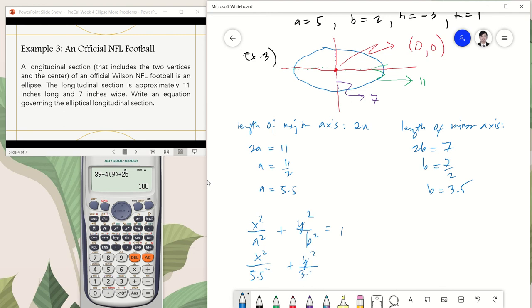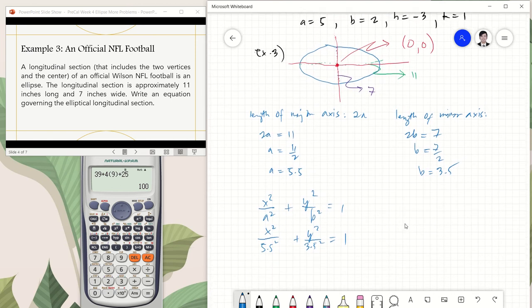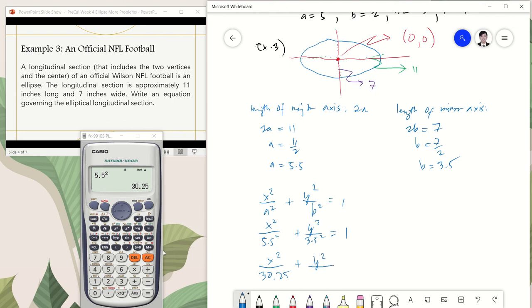B is 3.5. So, 5.5. Let's use the calculator here. 5.5 squared in decimal is 30.25, plus y squared over 3.5 squared, which in decimal is 12.25, is equal to 1. And there you go.